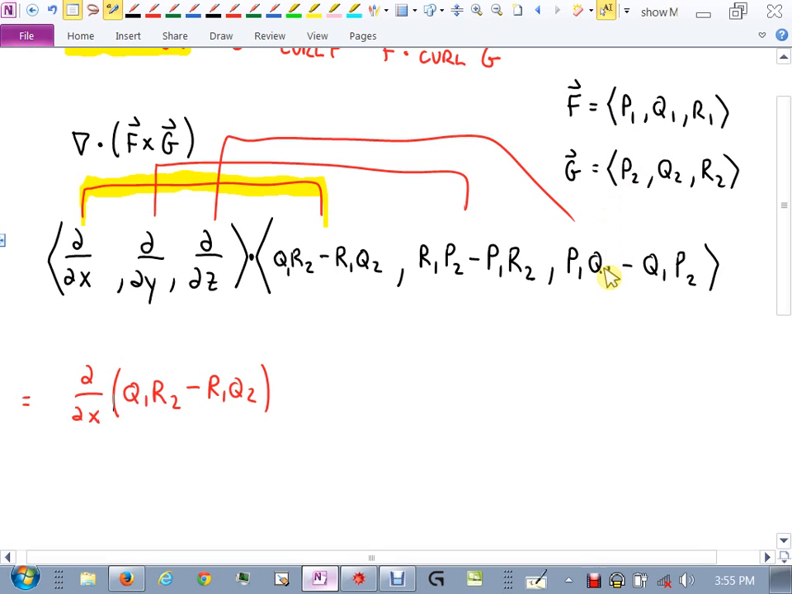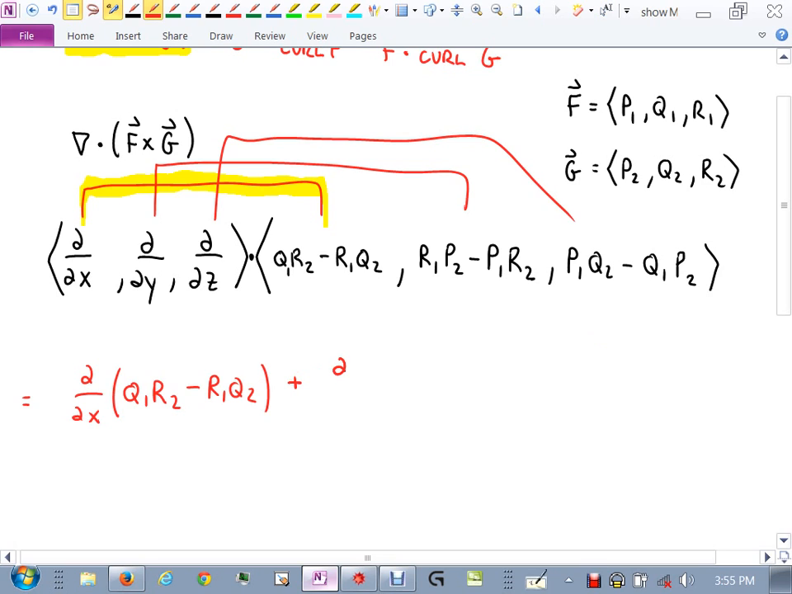Hold on. I thought I had a mistake. I haven't taken the partial yet. I'm just writing down what it is. This times this really means the partial with respect to x of this, right? That's what it means. So just hang tight. I haven't taken a partial yet, all right?